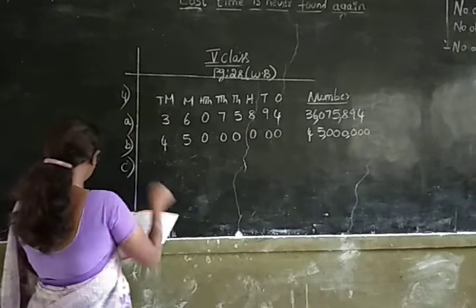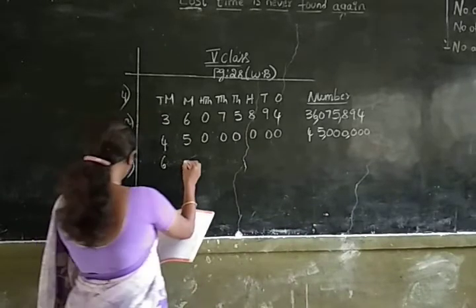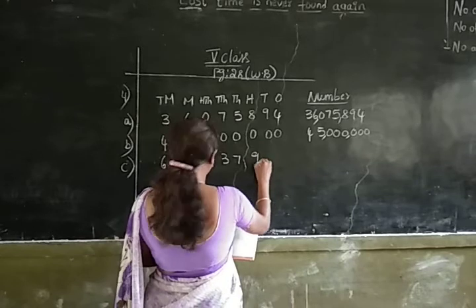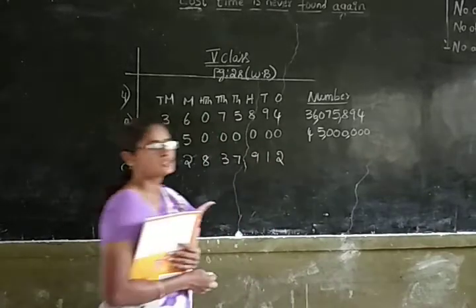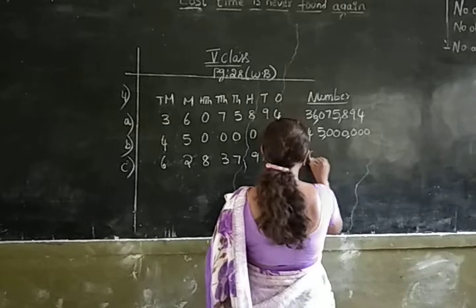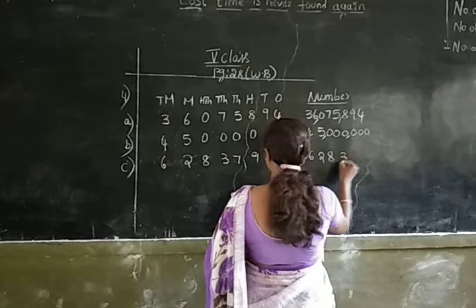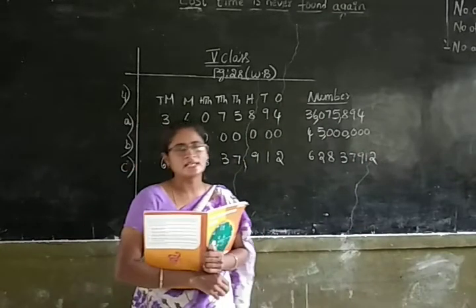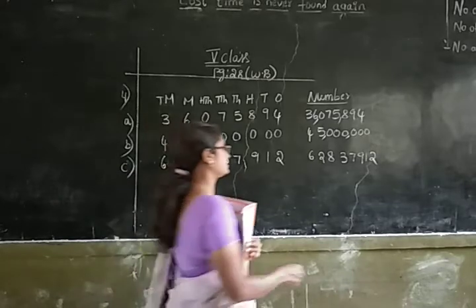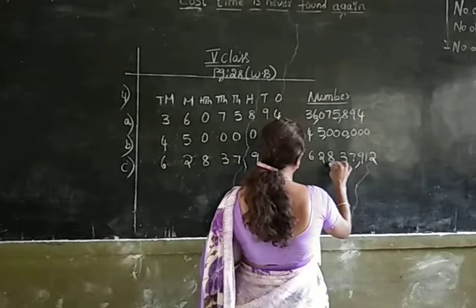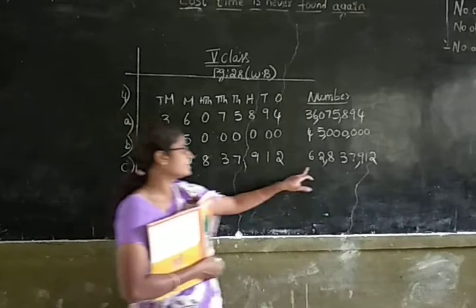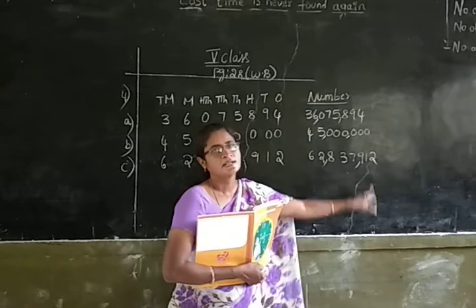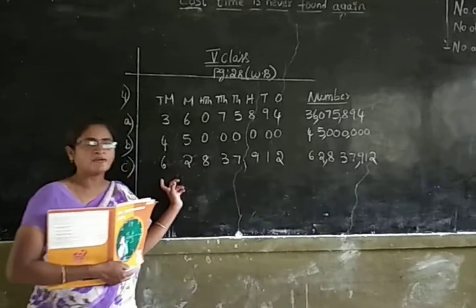Okay, let us do the C sum. 6, 2, 8, 3, 7, 9, 1, 2. So now you have to write the number together: 6, 2, 8, 3, 7, 9, 1, 2. After writing the number together, you have to place the commas according to the international system. 1, 2, 3, 1, 2, 3. Okay. So this number is 62 millions 837,912.